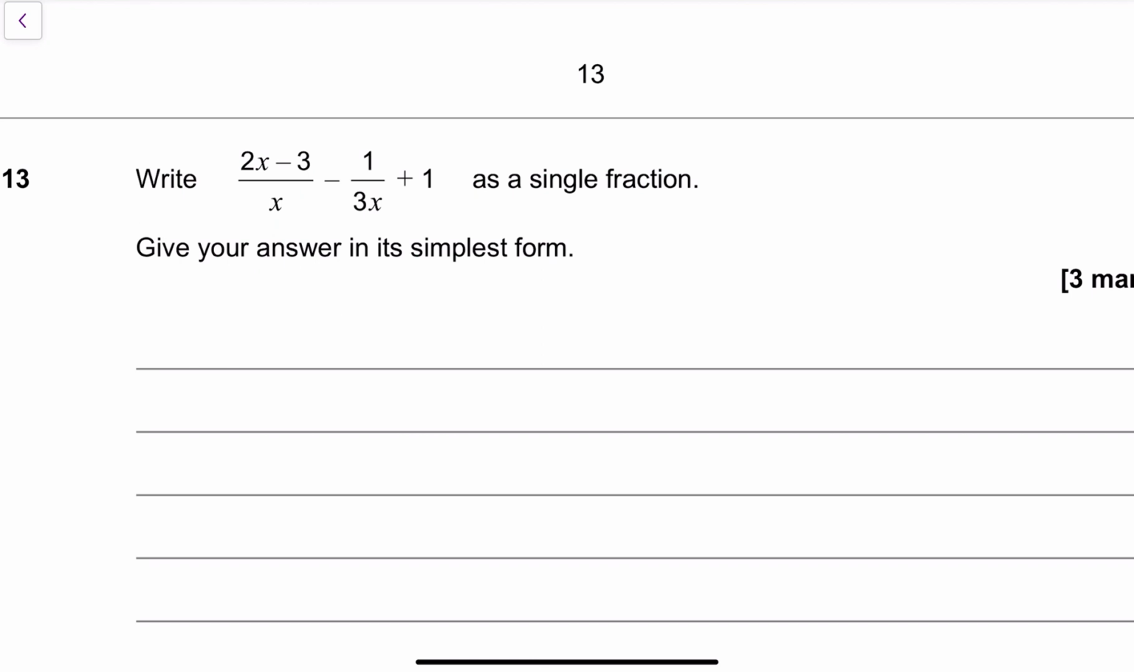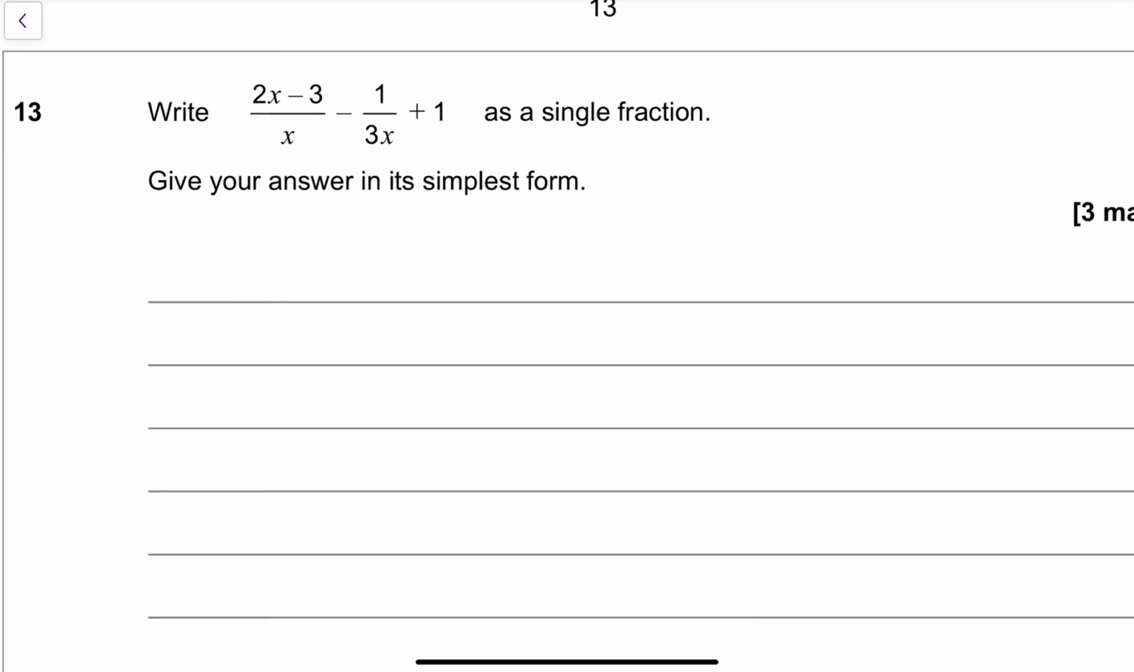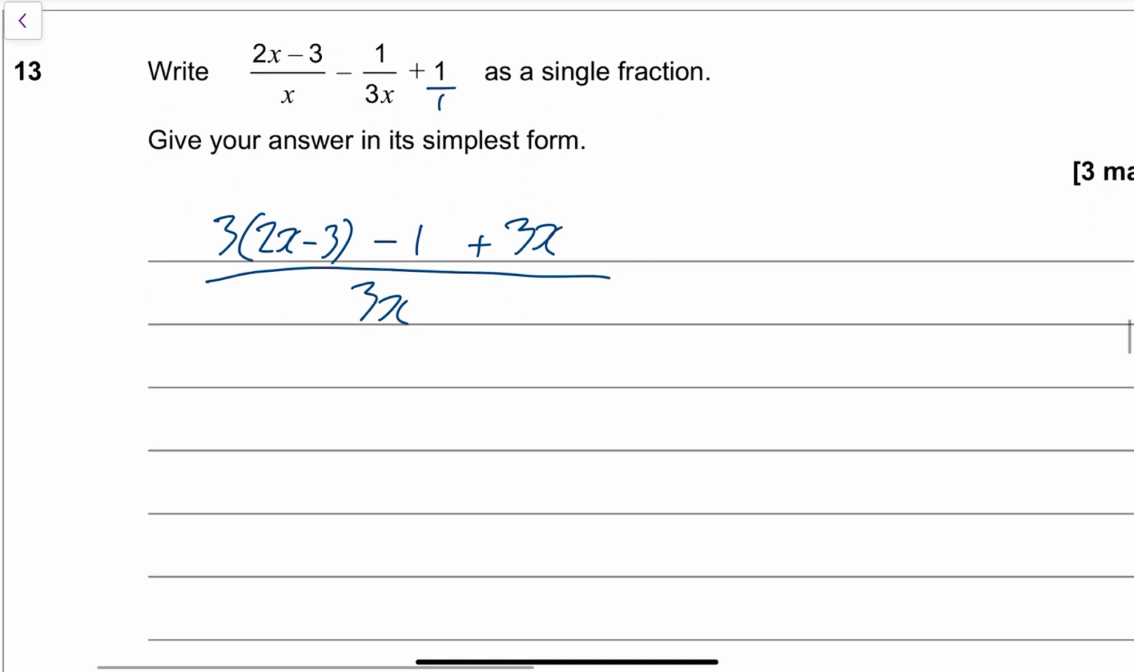Okay, right, algebraic fractions, lovely. Write this as a single fraction. Right, we're going to take a common denominator of 3x. So the first one needs to get multiplied by 3. The next one, that's really 1 over 1. So the 1 on the bottom line gets multiplied by 3, the 1 on the top line gets multiplied by 3 as well.